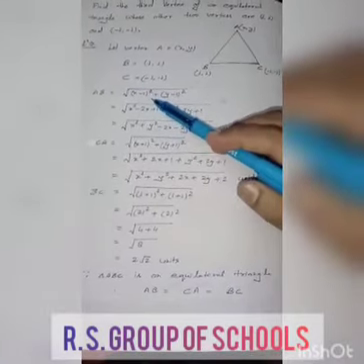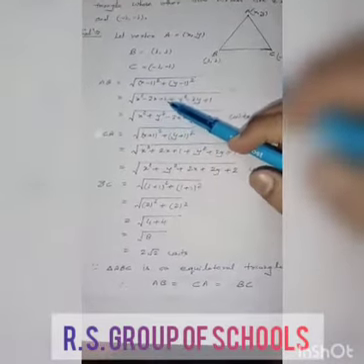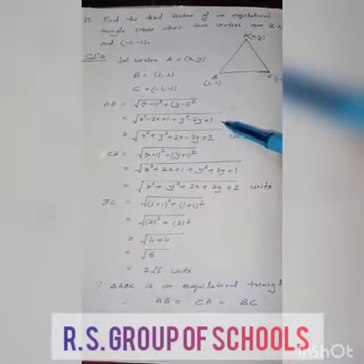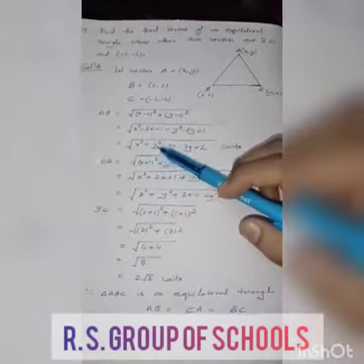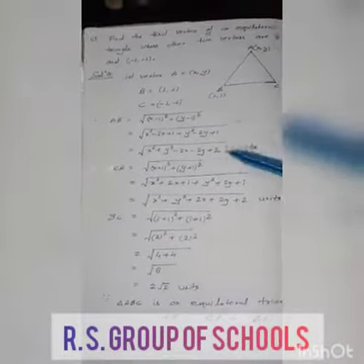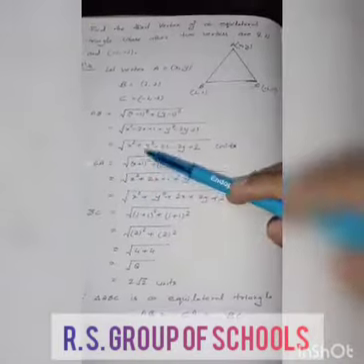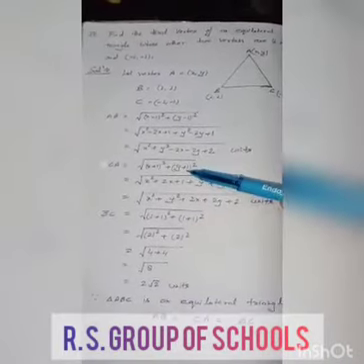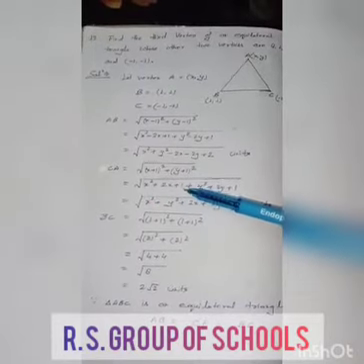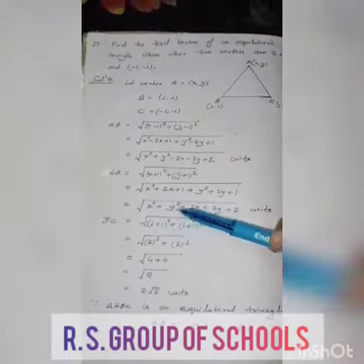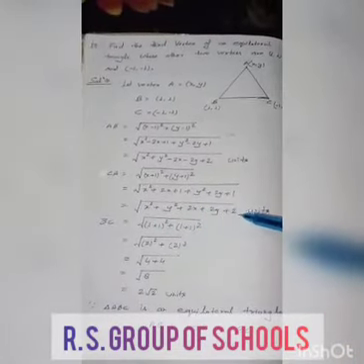(x − 1)² equals x² − 2x + 1, and (y − 1)² equals y² − 2y + 1. Then AB is √(x² + y² − 2x − 2y + 2) units. Then we find CA, which is (x + 1)² and (y + 1)²: x² + 2x + 1 plus y² + 2y + 1, which equals √(x² + y² + 2x + 2y + 2) units.